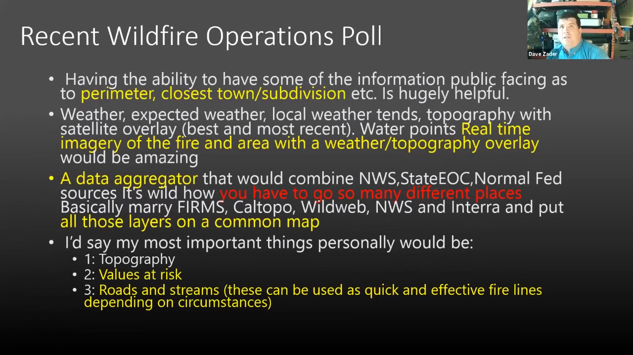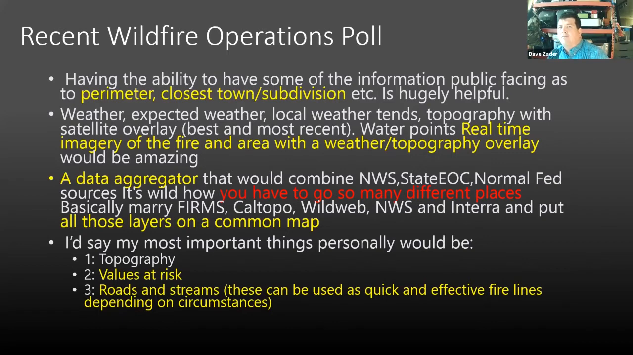And then essentially I did an operations poll with a few groups of people, and there were some common themes. A lot of people wanted to know, and this came from our public information officers, where the perimeter of the fire was, having that as quickly as possible. And Everett mentioned how important that is. Knowing how close it is to a town or subdivision. We also wanted real-time imagery or overlays of the fire. And one of the big issues that came up was there is no common place to gather all this data and display it in one place.